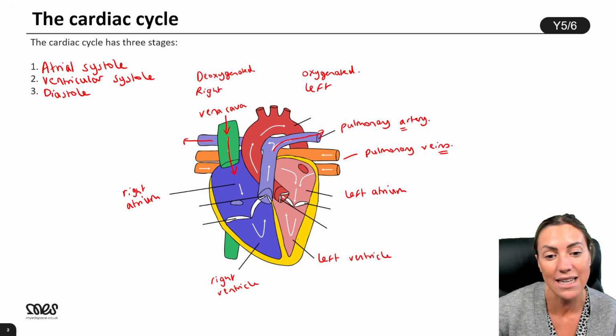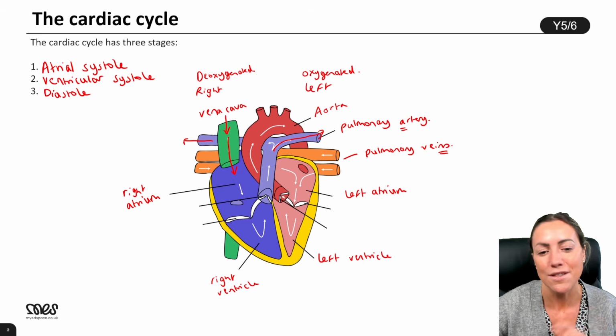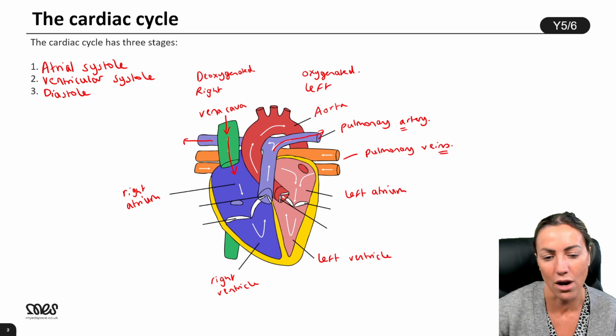It goes down into the left ventricle and it leaves the left ventricle through this artery, which is shaded in red. This is the aorta. It's the main artery with the highest blood pressure, leaving the left ventricle and carrying blood all around the body, oxygenated. And it's an artery. Aorta begins with an A, so that's easy to remember, and it's away from the heart.